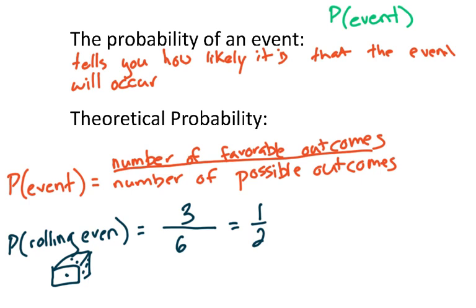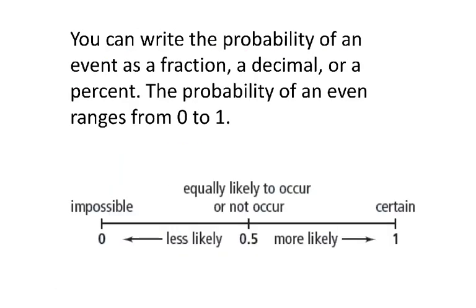Now we could write this as a decimal, a fraction, a percent. Any of them are okay. So we can write the probability of an event as a decimal or a fraction or a percent. Now the probability of an event ranges from 0 to 1. So 0 means it's impossible to happen. 0.5 means it's equally likely to happen and not happen. And 1 means that it is certain to happen.